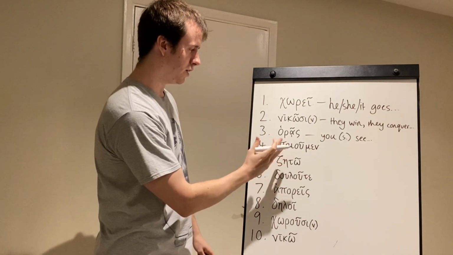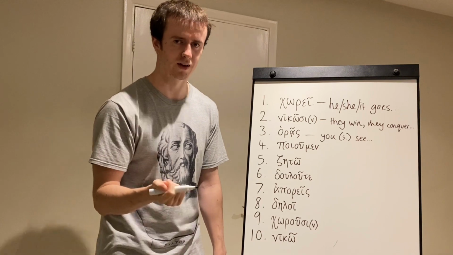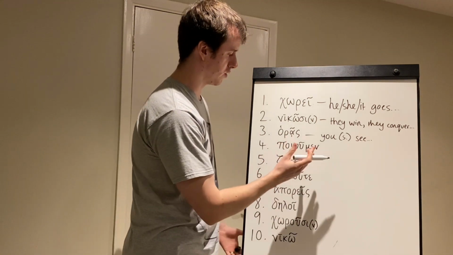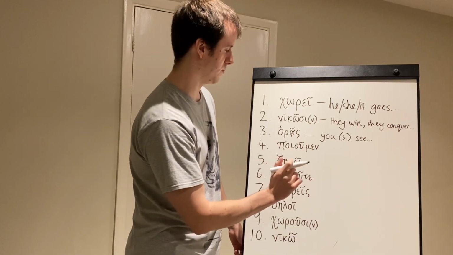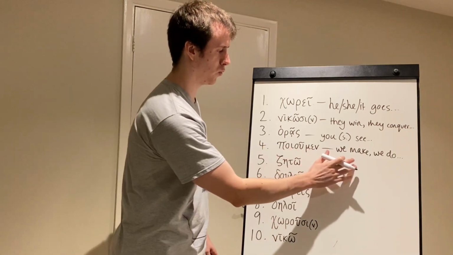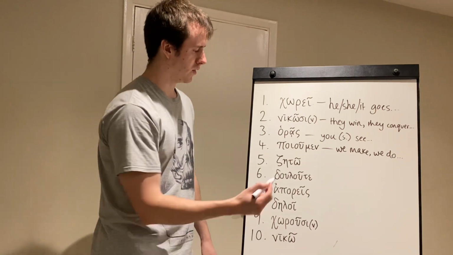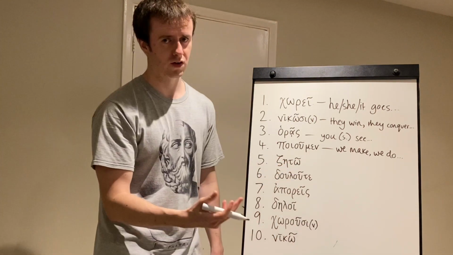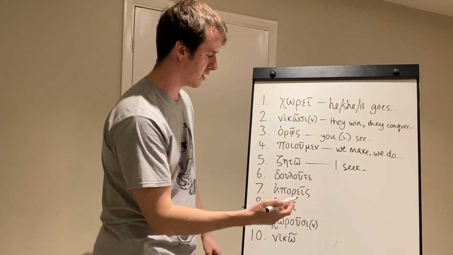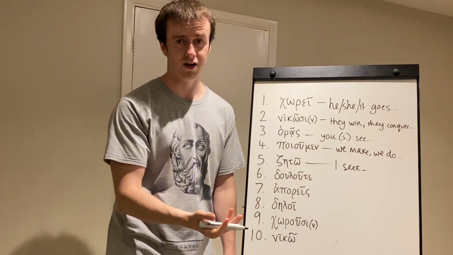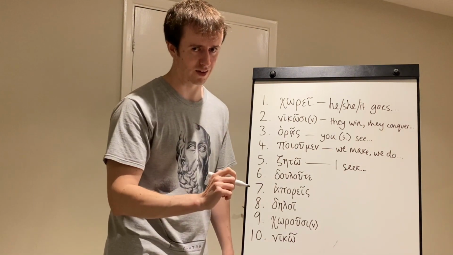Thirdly, horais means you singular see or you singular are seeing. The alpha in the stem hora has contracted with epsilon iota to make alpha with iota subscript. Poioumen means we make or we do, or we are making or we are doing. The epsilon has contracted with omicron to make omicron upsilon. Zeto means I seek or I am seeking. The epsilon has contracted with omega to make omega. Omega always wins in these situations.